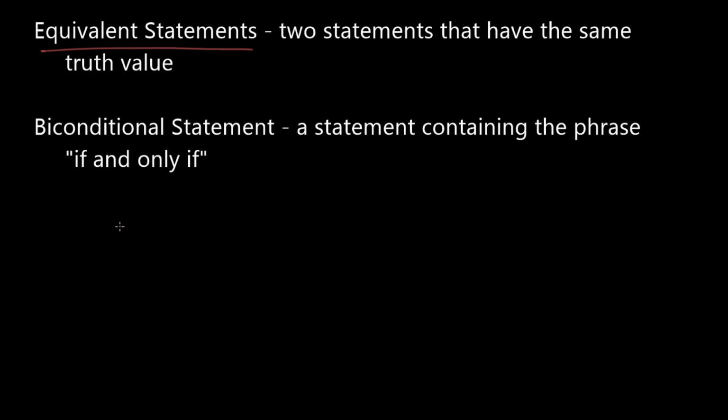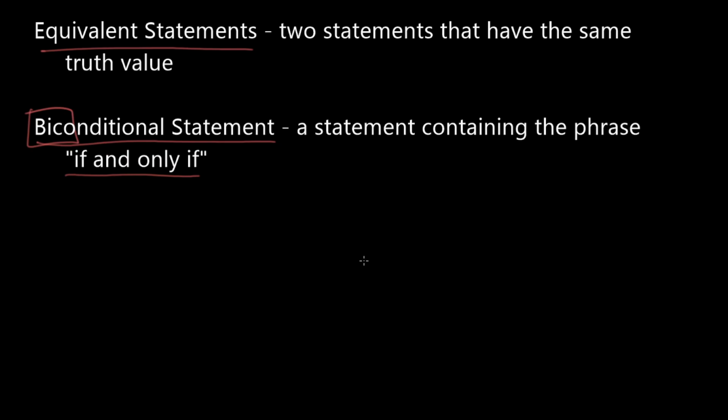Then, last but not least, the last thing we have to define is the biconditional statement. This might be the most important of them all, besides obviously the conditional statement. It's a statement that contains the phrase if and only if. So what does if and only if mean? If I were to expand on this, it means that if something is true, and only if that something is true, then something else is true, which is a confusing way of saying that it goes both directions. That's where that bi comes from. Biconditional means that it goes both directions.